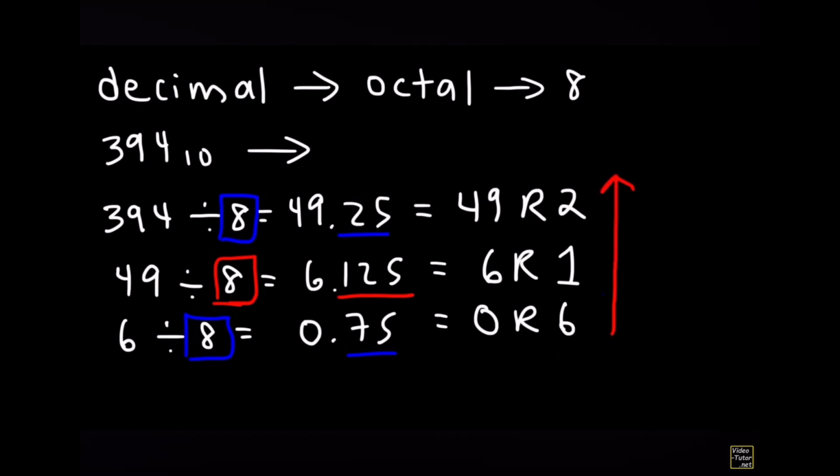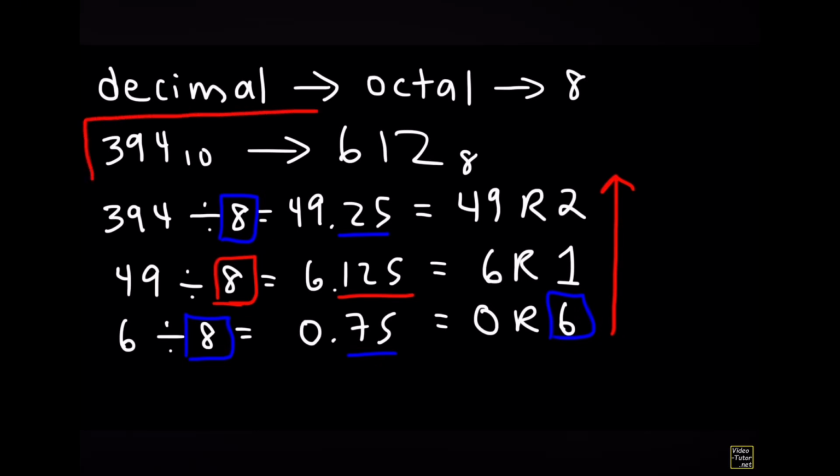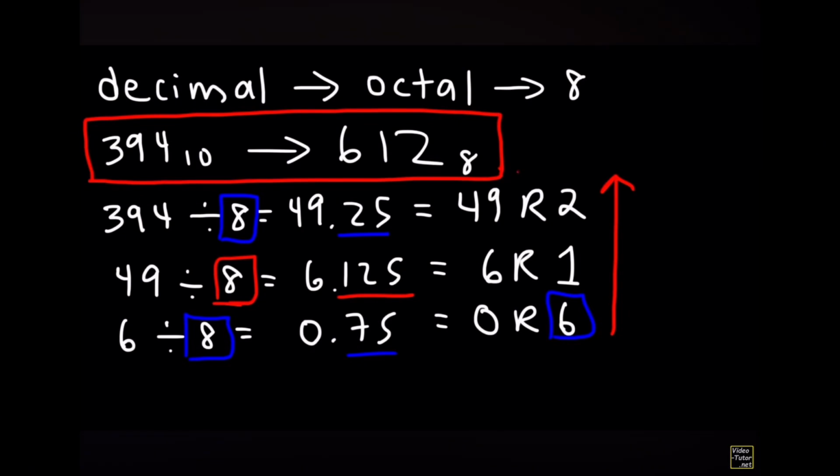The first number is 6. Then after that, we have a 1, and then we have a 2. And this is in a base 8 system. So 394 in the base 10 system is equal to 612 in the base 8 system. And that's how we can convert a decimal number into an octal number. Let's try another example. 784.